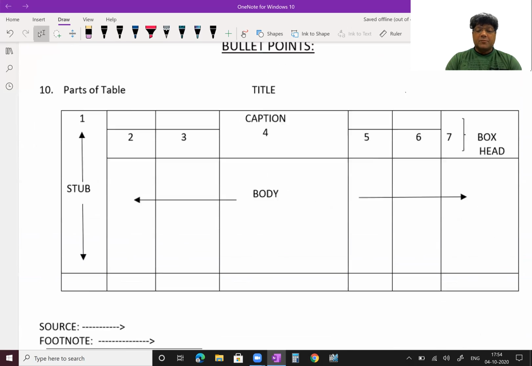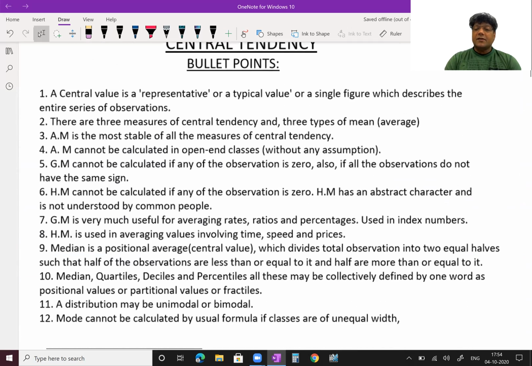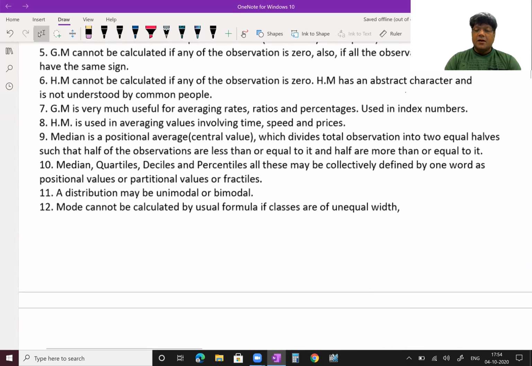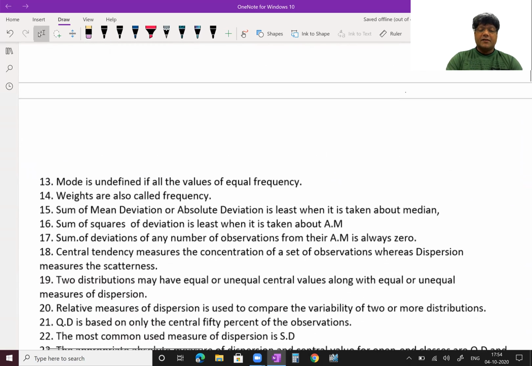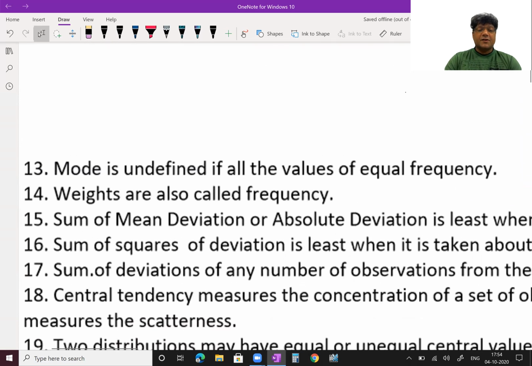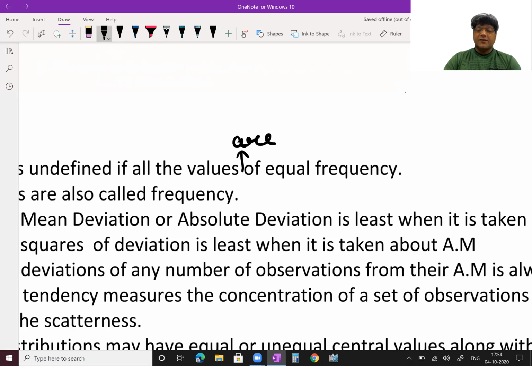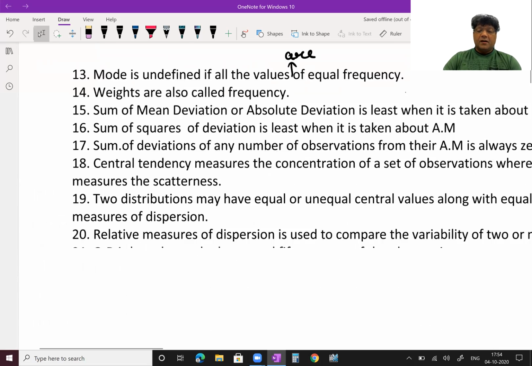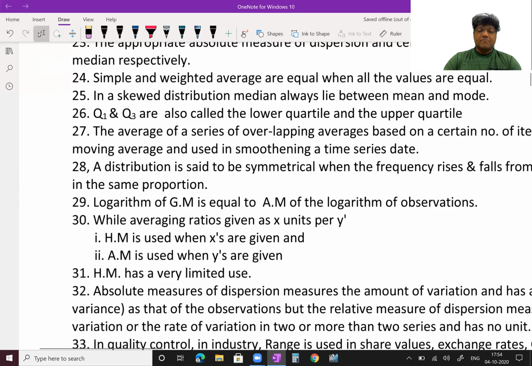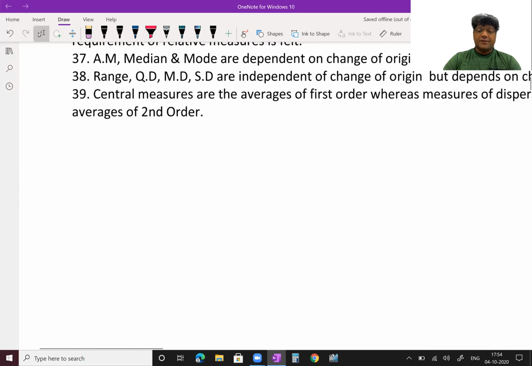Now, done. Bullet points, okay. Central tendency, representative, mode. Okay, guys, here a small word is missing. Mode is undefined if all the values are of equal frequency. That word 'of' is missing here. Of equal frequency. Now the sentence is correct. And then it's okay everywhere.